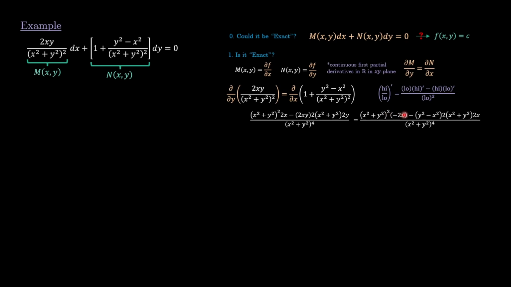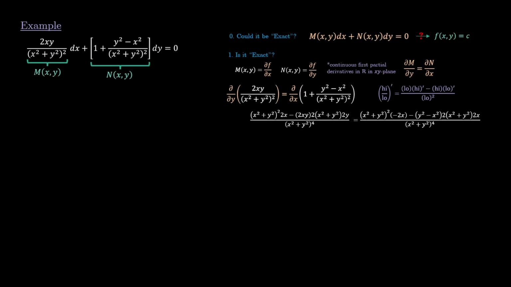We have the derivative of the high with respect to x. So this, negative x squared, becomes a negative 2x. We subtract the high, 1 plus y squared minus x squared, and then we take the derivative of the low with respect to x. So we get 2 times x squared plus y squared times 2x, and then we have low squared. By the way, you may have noticed that I got rid of the 1, but that's because the derivative of 1 is just 0, so it wasn't included in the computation.